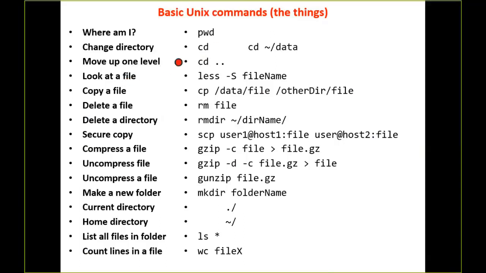Look at a file: less, and then the file name. The -S option will just change how it's displayed a little bit. We're not going to worry too much about that. Copy a file is cp. Delete a file is rm for remove. And you notice for all these, you're just typing cp, for example, from source to destination. Deleting a file is rm and then the file. Delete a directory is rmdir and then the directory name. Secure copy, we're not going to really use that here, but that is how you copy a file over SSH from your computer to the cluster or from the cluster to your computer.